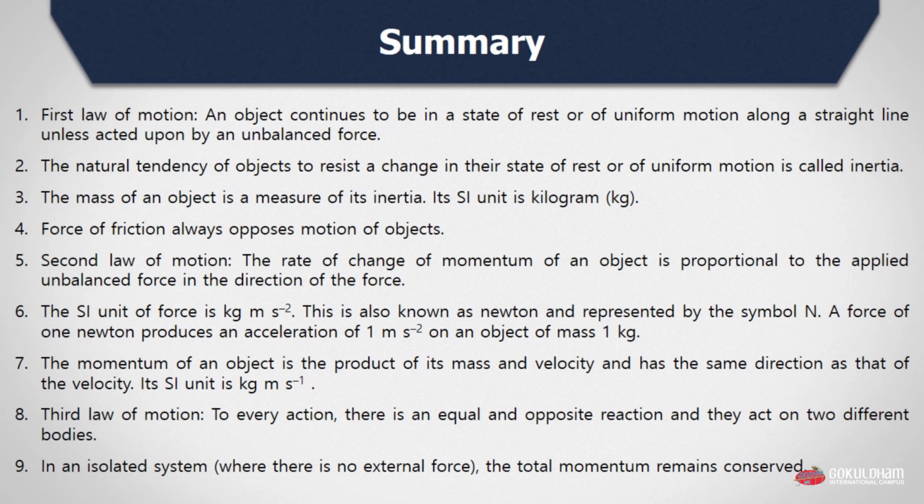Now let's look at a quick summary of what we have studied in this chapter. First, the first law of motion: an object continues to be in a state of rest or of uniform motion along a straight line unless acted upon by an unbalanced force. Second, the natural tendency of an object to resist a change in its state of rest or of uniform motion is called inertia. Third, the mass of an object is a measure of its inertia and its SI unit is kilogram.